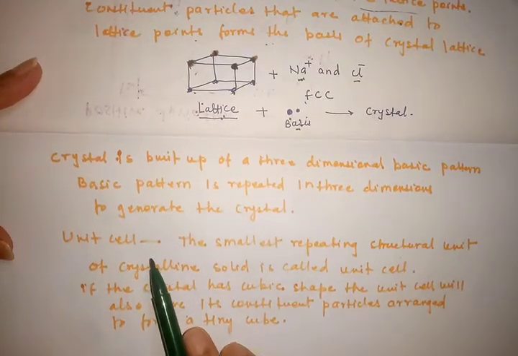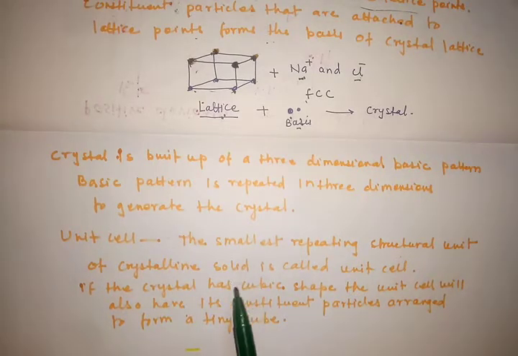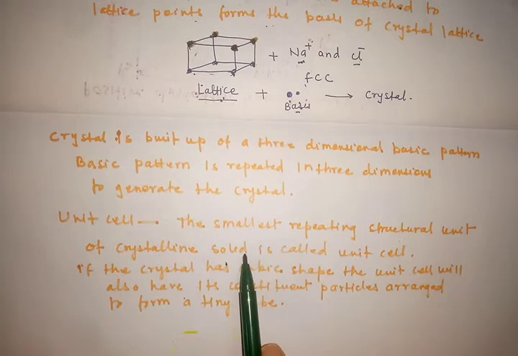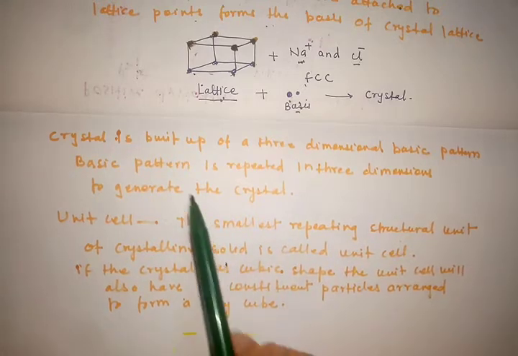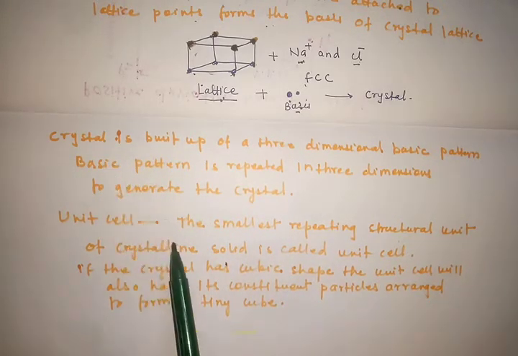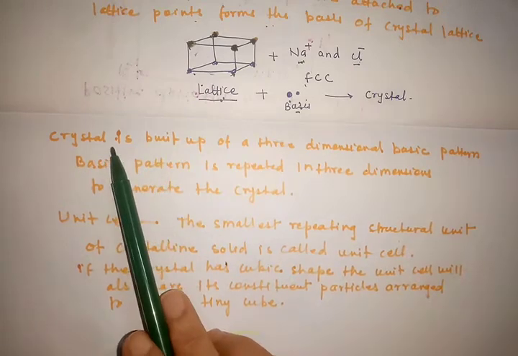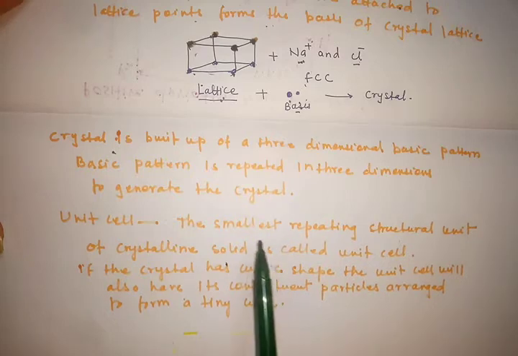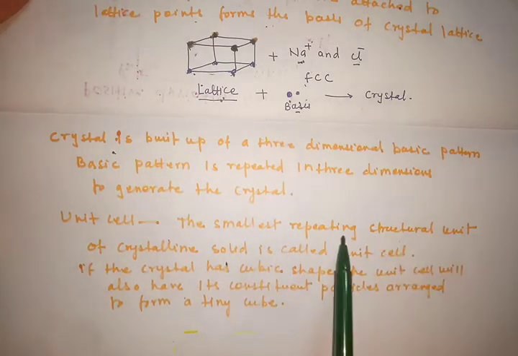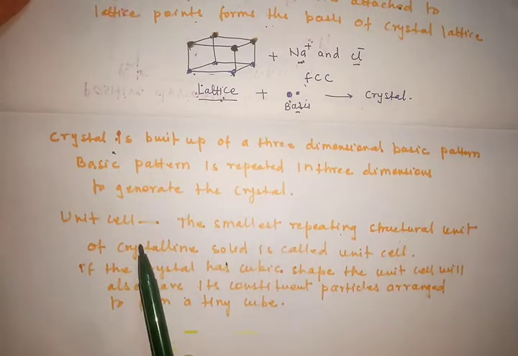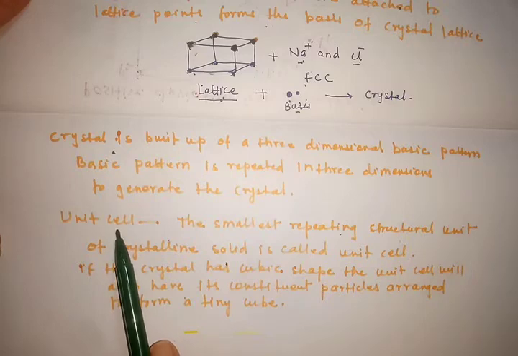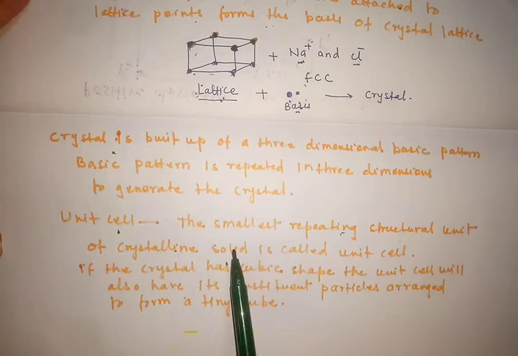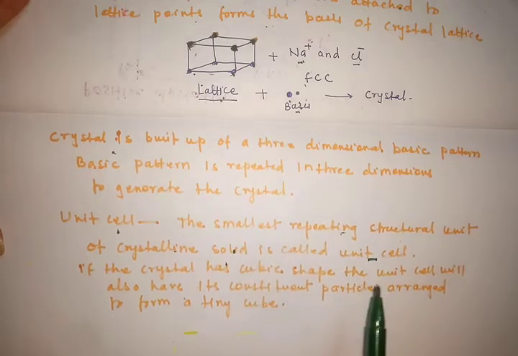Now the unit cell, actually what is this? This is the smallest repeating structural unit of a crystalline solid. Means when we call something crystalline, it is made up of a crystal, and crystals are made up of the smallest repeating structural unit, which we call a unit cell. This smallest repeating structural unit of a crystalline solid is called a unit cell.